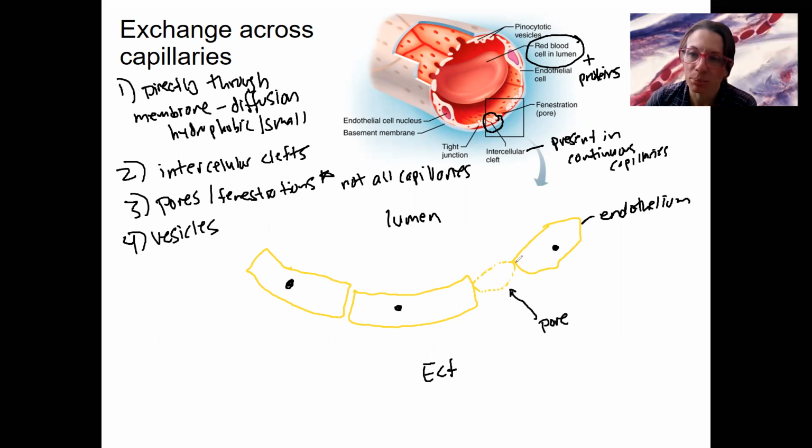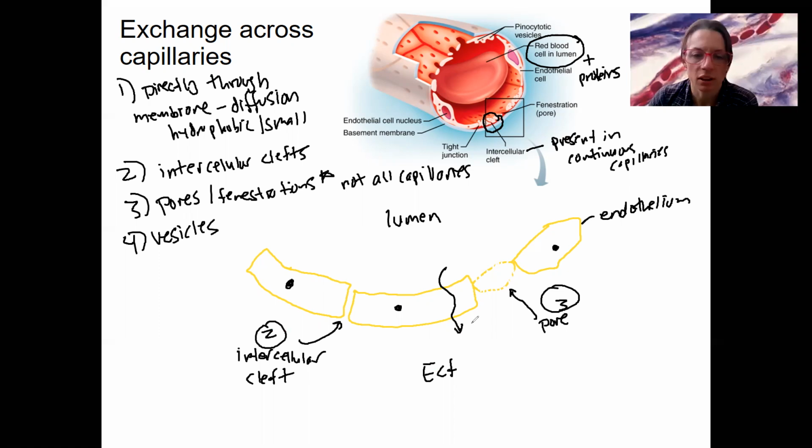I'm trying to emphasize here that it's bigger and more like a hole rather than your intercellular cleft, which just means a cleft between cells. So this is number 2 in terms of what we just talked about. This is number 3. Where's number 1? That's just going to be like this. Number 1, right through the membrane, only certain things can do that. And then lastly, number 4, we've got vesicles that can either go out of the cell or into the cell, endo and exocytosis.